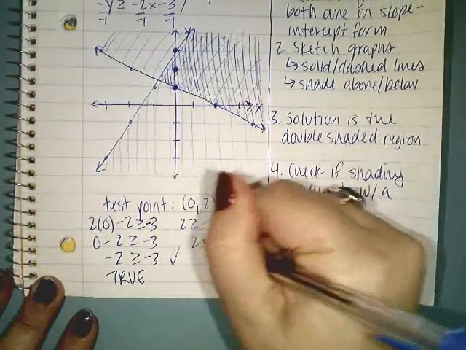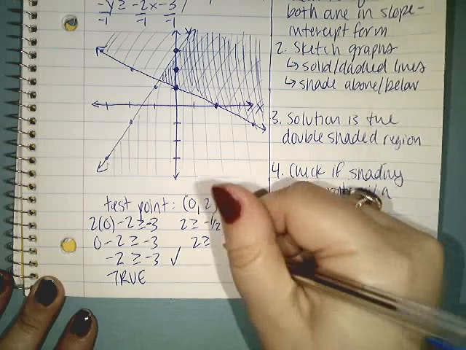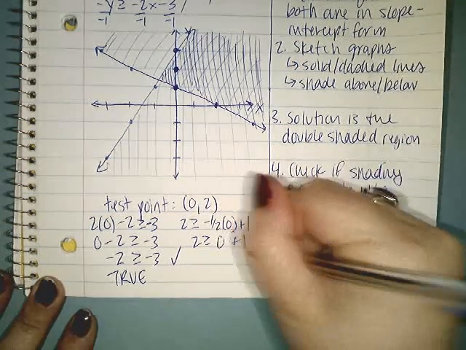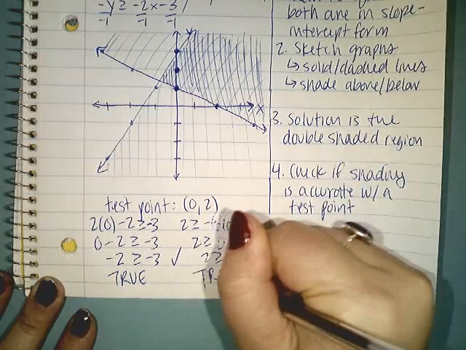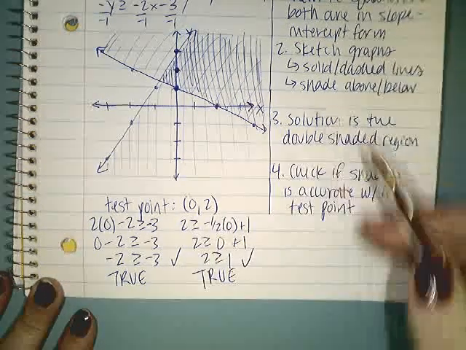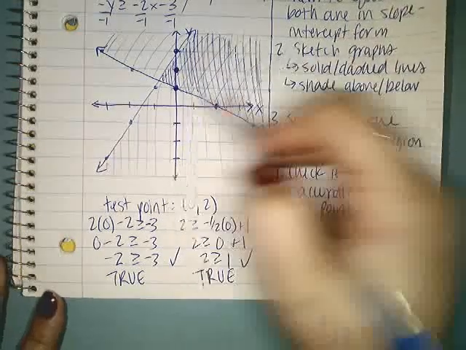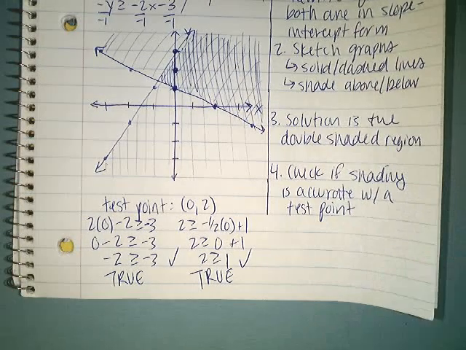That one's all set. The second one, I'm going to do the same thing. Negative 1/2 times 0 is 0, plus 1. 2 is greater than or equal to 1. That is true. So again, both of these prove true. I've properly shaded. This is my solution set, this double shaded area.